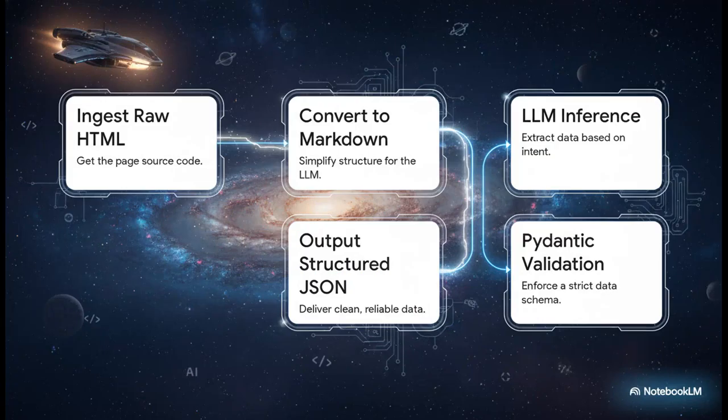So here's what this new pipeline looks like. First, we ingest the raw HTML, same as always. But then comes the magic. We convert that complex, messy HTML into simple Markdown, a format the LLM can easily understand. The model then extracts the data based on our intent. And finally, and this part is absolutely crucial, we validate that output against a strict schema to make sure we only get clean, reliable JSON.